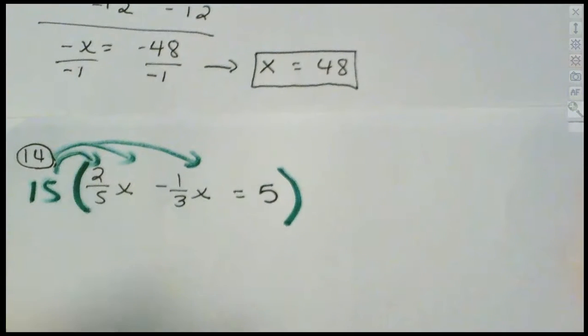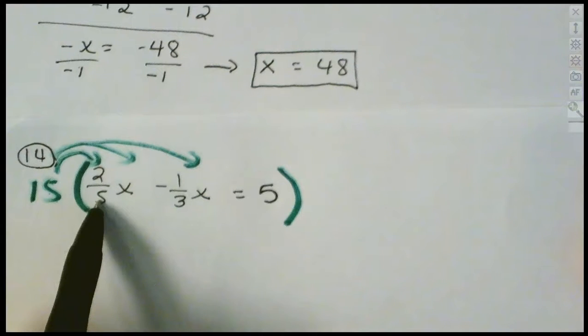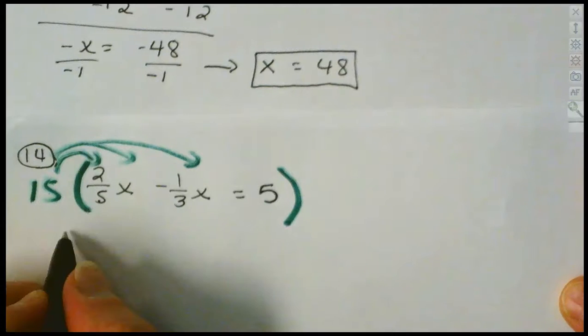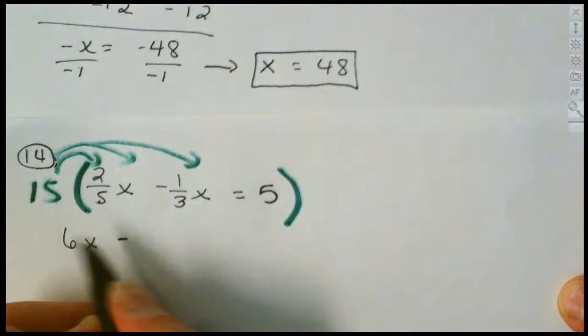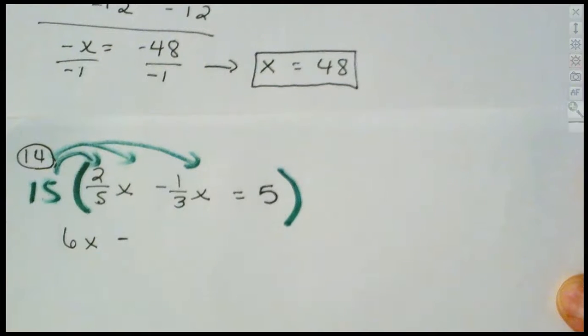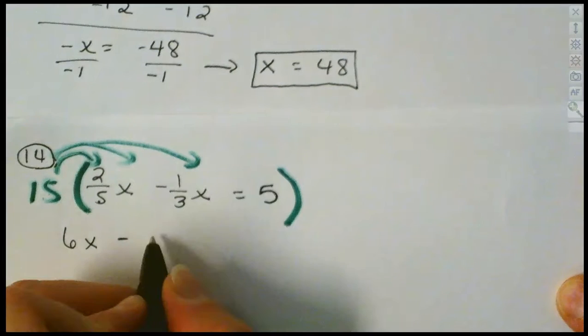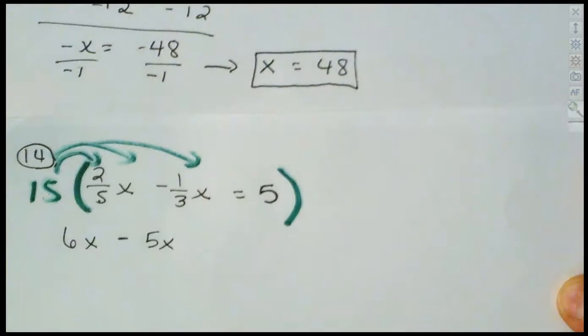So we divide and we multiply. 15 divided by 5 is 3. 3 times that 2 makes it 6x there. We'll bring down our negative. 15 divided by 3 is 5, times 1 makes it a minus 5. And we'll bring the x down with it.